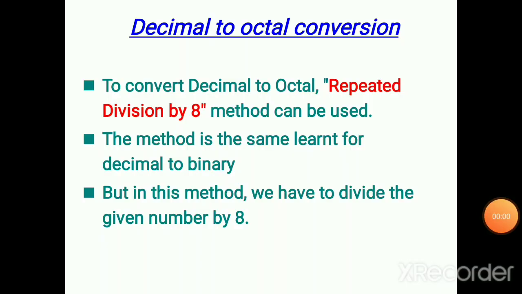Next, decimal to octal conversion. Decimal numbers into the octal number system. To convert decimal to octal, the repeated division by 8 method can be used. The method is the same as learned for decimal to binary, but in this method we have to divide the given number by 8. Already I told you the octal base value is 8, so for decimal to octal conversion we have to divide by 8.